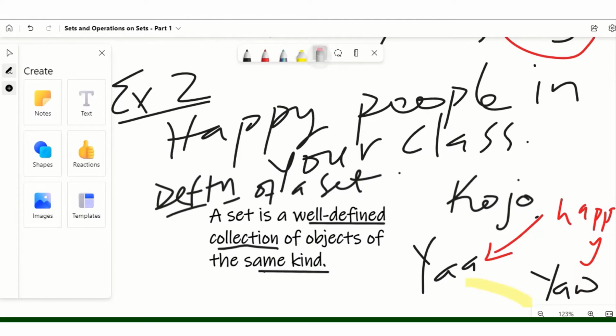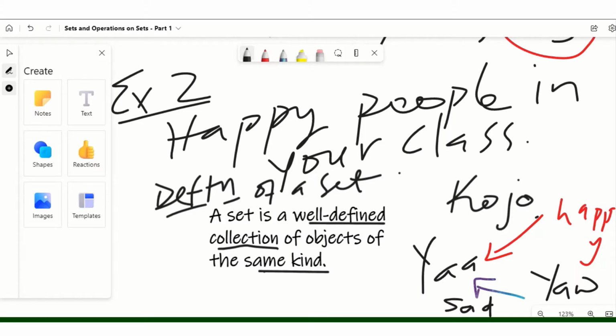Sorry. Okay, let's use this green. Okay, so Yao may not think so. Yao may not think Ya is happy. So Yao thinks Ya is sad, but Kojo thinks Ya is happy.